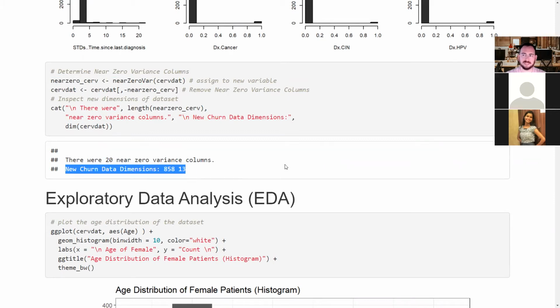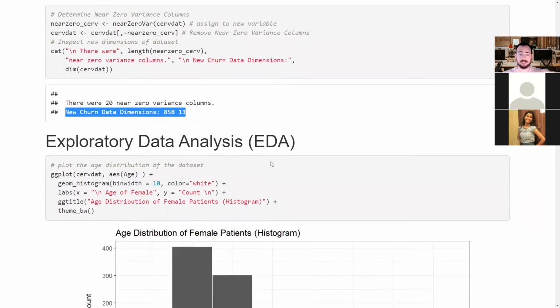And now for EDA. Thank you, Angela. It was important for us to embark on this next step because before diving into any kind of model building, we have to explore our data because it gives us a nice visual representation. We know what we're working with. We already know the dimensions, right? So now it's up to us to look at the distribution of the data.